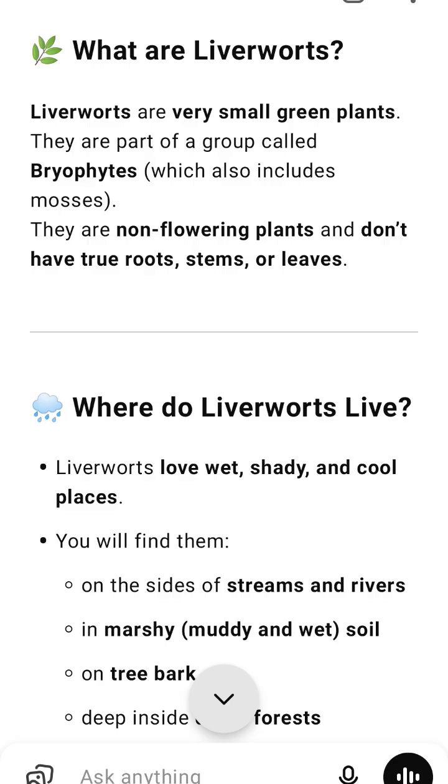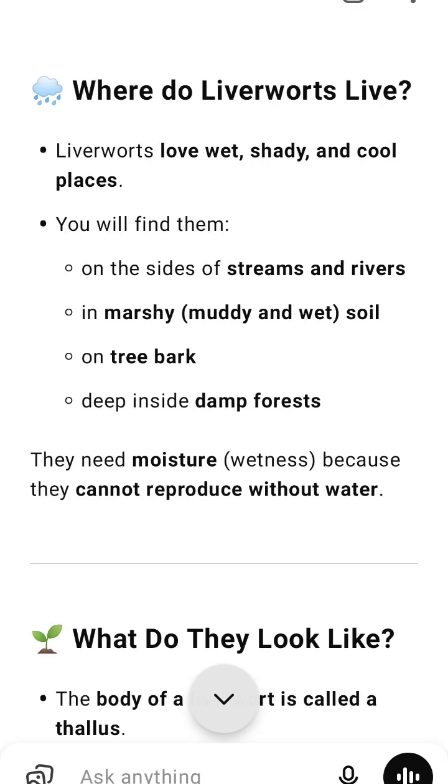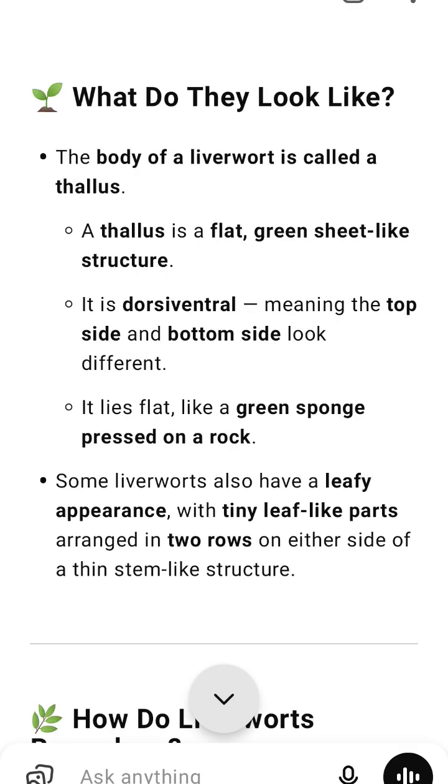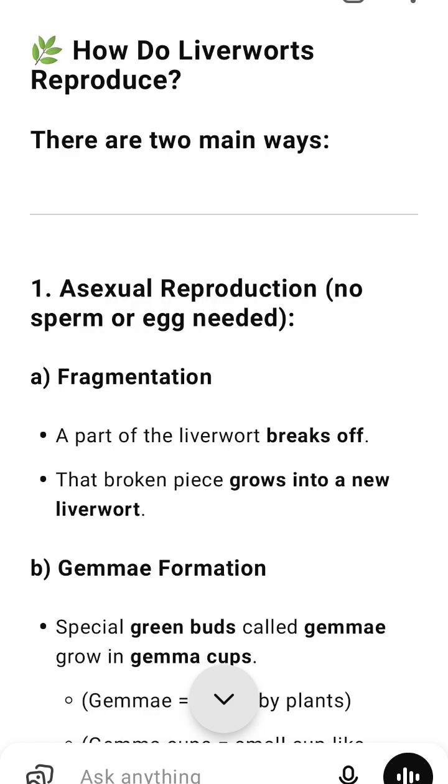Memory tip. Trick sentence: Liverworts love wetness, grow gemmae, and send spores. Liverworts equals the plant. Love wetness equals they grow in moist places. Grow gemmae, asexual reproduction. Send spores, sexual cycle through the sporophyte.